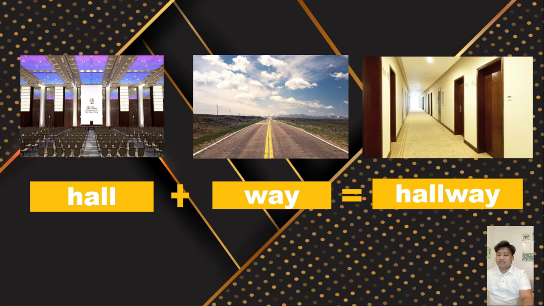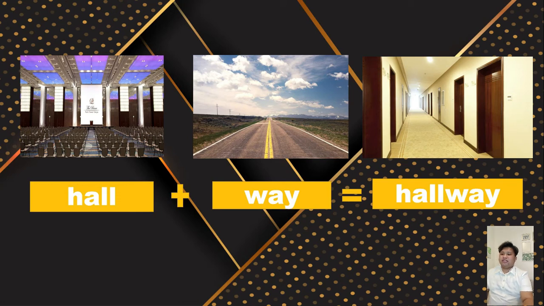Now, if you combine them together, it becomes hallway. A hallway is a corridor in a building or a passageway. As you can see, they have different pictures, so we could conclude that its meaning changed as well. By combining hall and way, we made a new word and we also formed its new meaning.